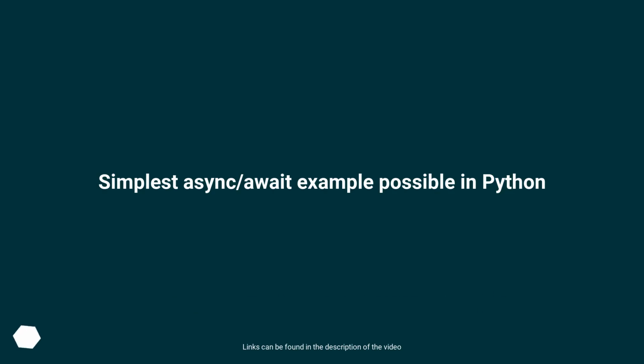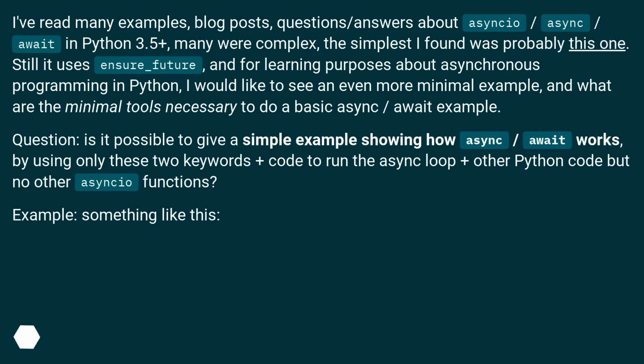Simplest async/await example possible in Python. I've read many examples, blog posts, questions and answers about asyncio, async, await in Python 3.5+, many were complex. The simplest I found was probably this one. Still, it uses ensure_future, and for learning purposes about asynchronous programming in Python, I would like to see an even more minimal example, and what are the minimal tools necessary to do a basic async, await example?